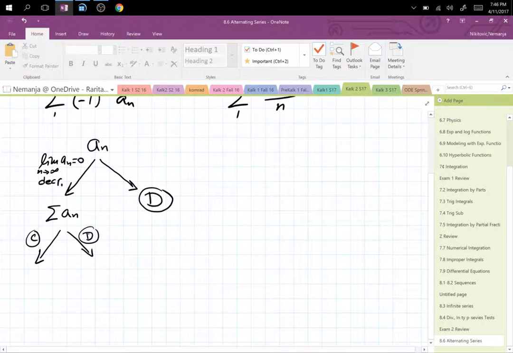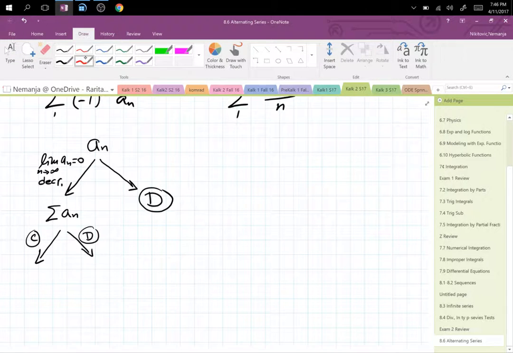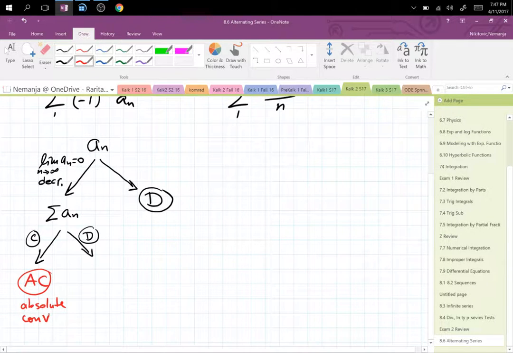The result would be, if it converges, absolute convergence. And if it diverges, conditional convergence. All right, so that is the method of how we solve this.